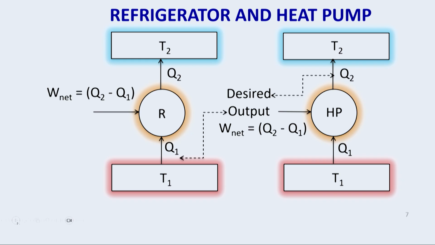Otherwise, the W net is the difference between Q2 and Q1 in the case of both the refrigerator and the heat pump. There is no change in the denominator. Only the numerator, the desired output, will change.